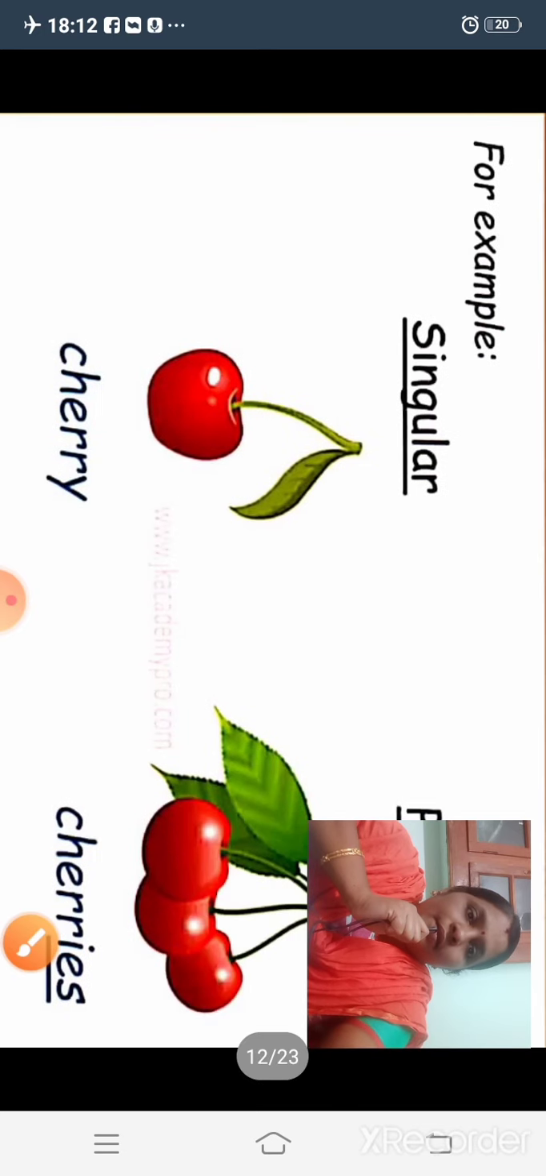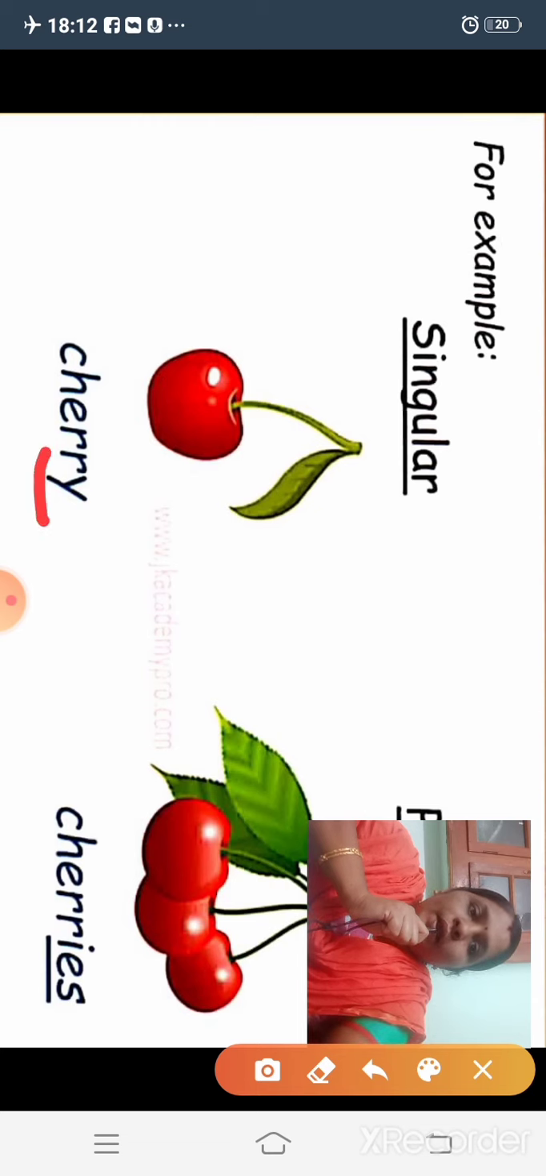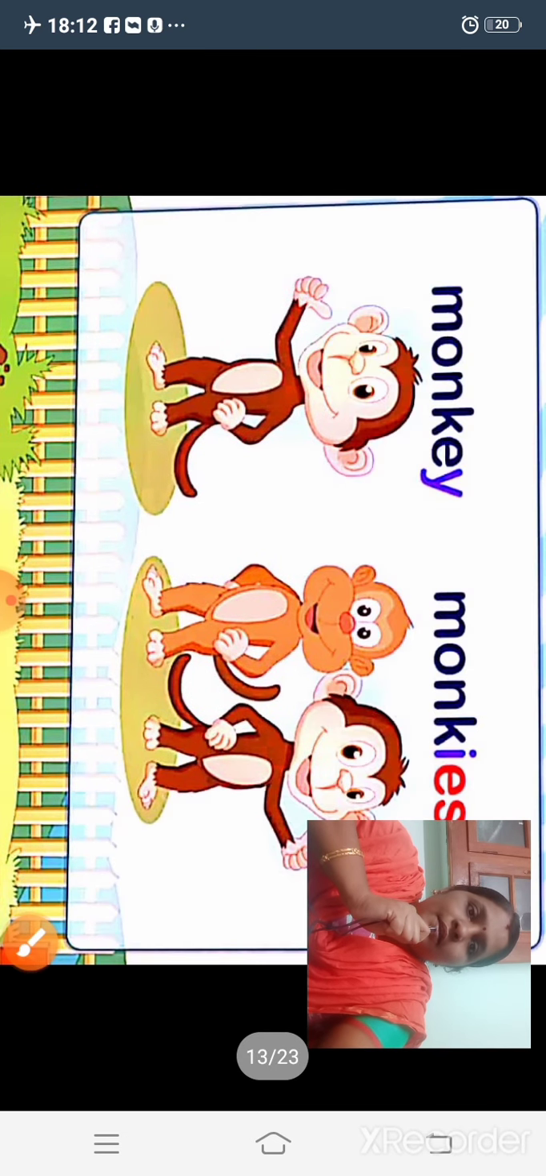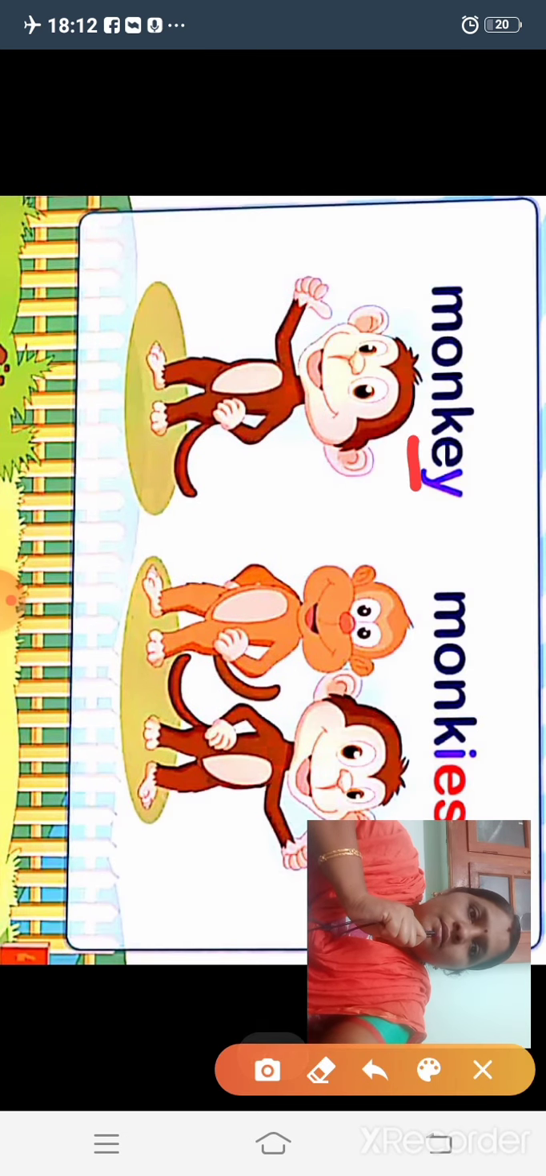Okay, then look at here, cherry. It ends with Y, that is why we added IES: cherries. Then next, monkey, that is also a word that ends with Y. So we added IES. Then country, Y, IES. Okay. So if a word ends with the letter Y, we have to add IES to make it into plural form. Okay. That is rule number 3.